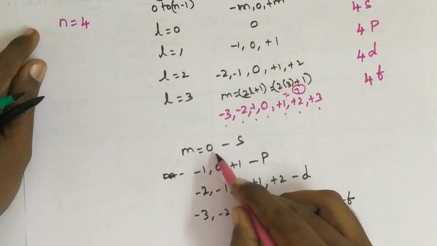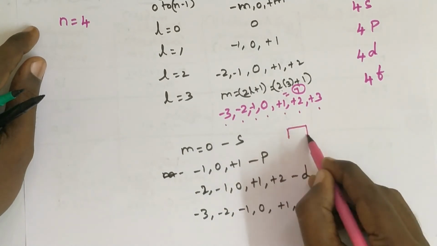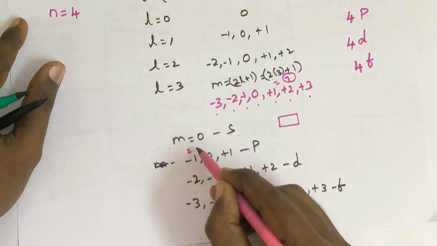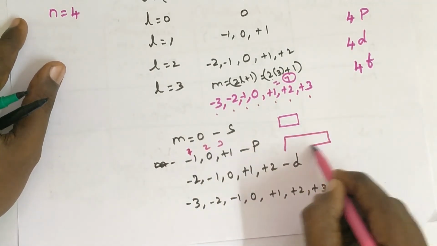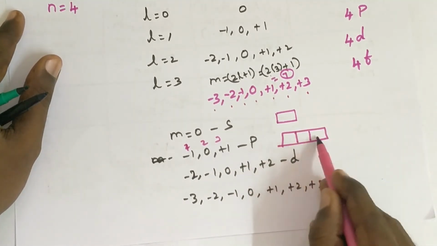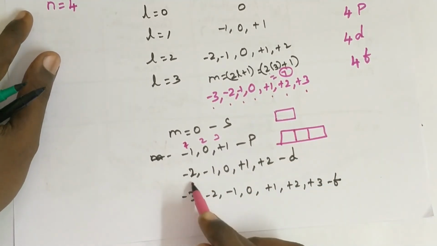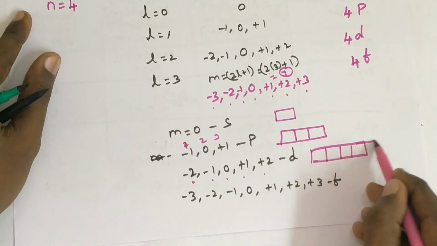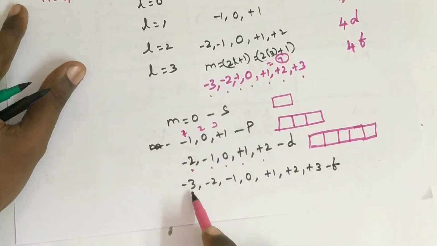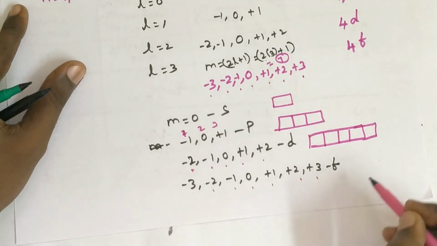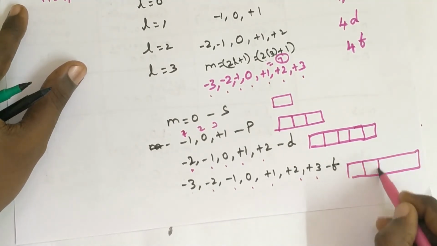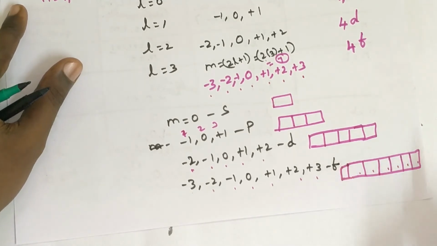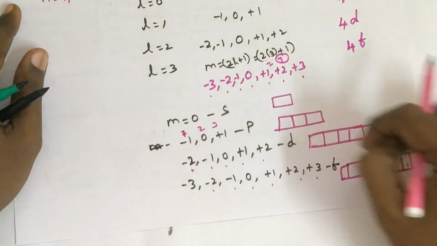Same way they give the orientation. Suppose if they give l equal to 0, it means s orbital, orientation is 1, so we have to draw only 1 orbital. In case of P, the orientation is 3: 1, 2, 3. So you have to draw 3 orbitals. So this is the orientation of atomic orbital. Here D value is 5: 1, 2, 3, 4, 5. So you have to draw 5 orbitals. Same way for F: 1, 2, 3, 4, 5, 6, 7. So we have to draw 7 orbitals. So this is about orientation of orbital.